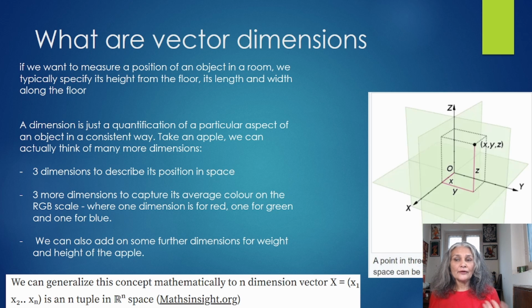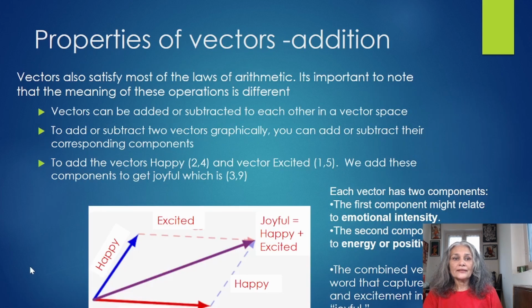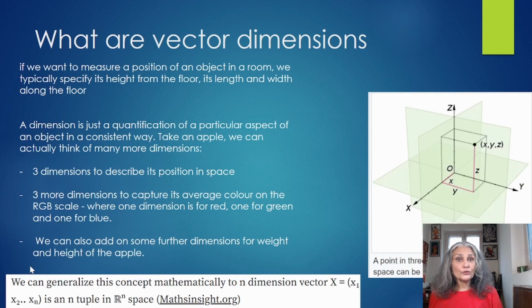Let's take an object such as an apple and think about what possible dimensions it can have. The first is we would have 3 dimensions, x, y, and z, to define its position. Then apart from that, we can also think of 3 more dimensions to capture its average color on the RGB, that is red, green, and blue scale. So each axis over here would represent red, green, and blue. And the actual average color would be some kind of average of these 3 scales, of these 3 dimensions.